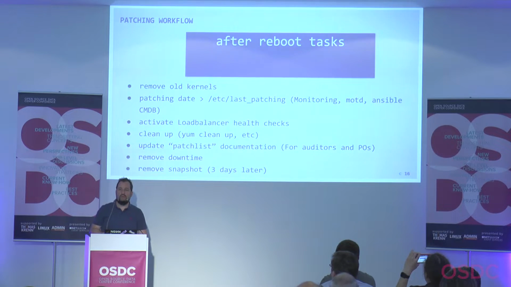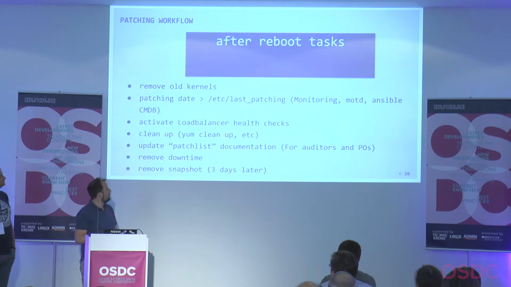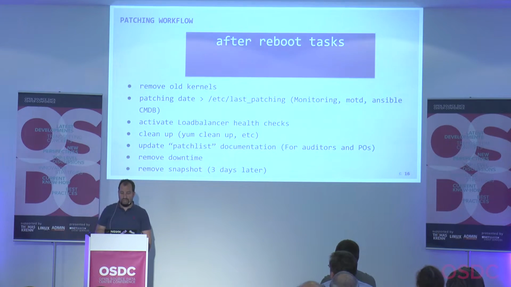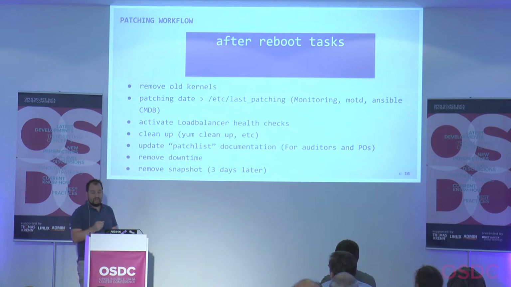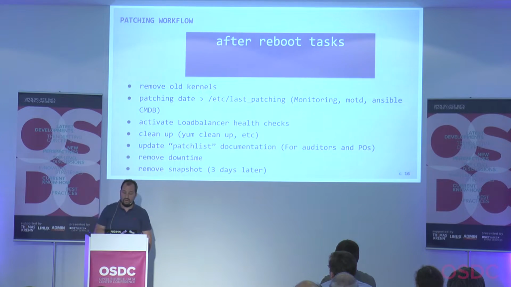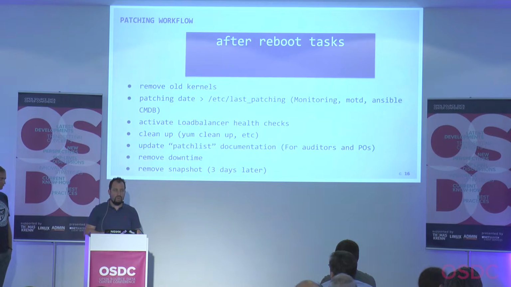We know always that the recent version from before was active, and so in that case we can remove all the rest. What we also do is we store the patching date of the machine in a file called /etc/last_patching. This is just a timestamp where we write down the patching date. We use it for Icinga monitoring as well, so we can see that our automated patching is working.